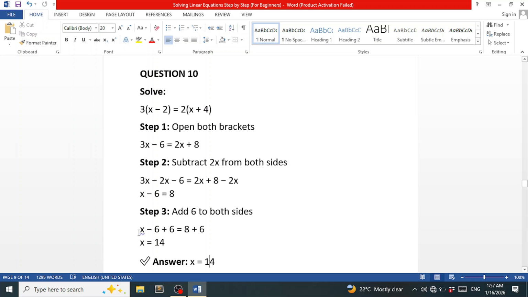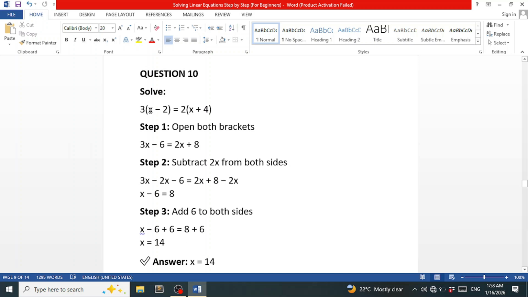So minus 6 plus 6, this is gonna give 0. So x plus 0, we have got x equals 8 plus 6, that is 14. So the value of x is 14, okay, from here. Now you get the idea. So our answer, or the solution to this problem or equation, is 14. Now you can verify here.